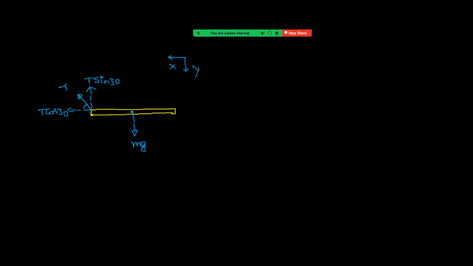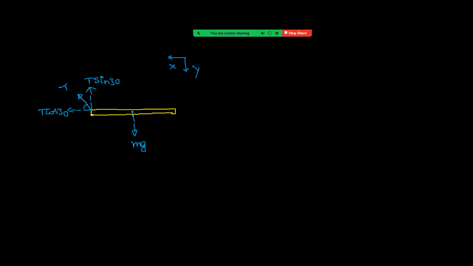Now focus. The key point to start the problem is that along the string length, there is no acceleration. Just after cutting, that means for this point, there is no omega. Since there is no omega, there is no centripetal acceleration, because centripetal acceleration is r omega square, right? So along the string length, acceleration must be zero.